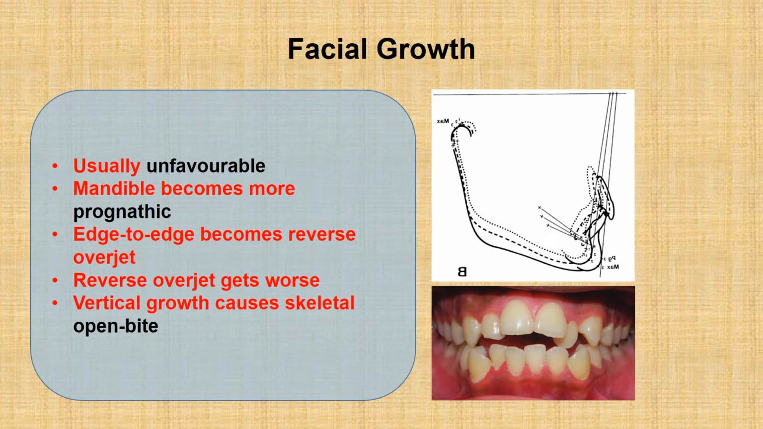Now, facial growth in class 3 malocclusions. Facial growth is usually unfavorable. This is because as growth continues, the mandible becomes more prognathic. The edge to edge relationship tends to become a reverse overjet, and if it was already a reverse overjet, this reverse overjet will get worse. Now, continuing growth in the vertical direction causes a skeletal open bite.